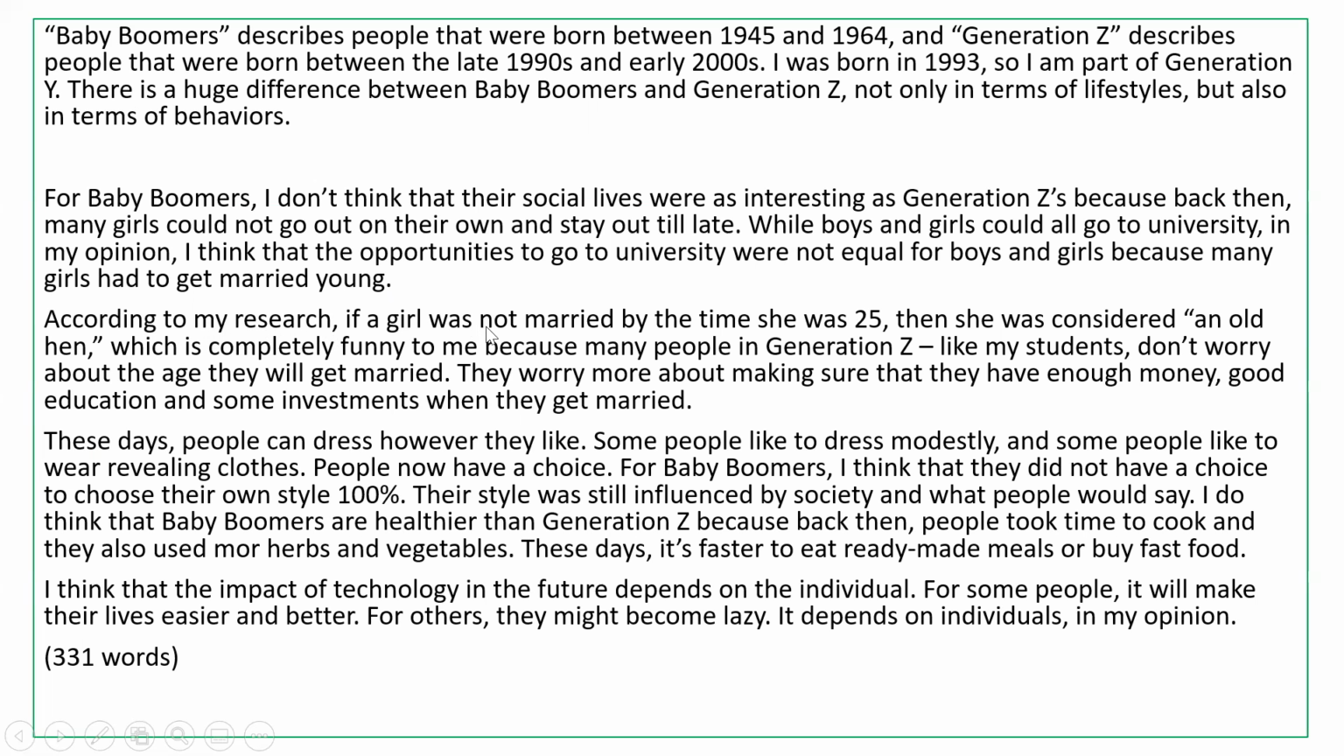According to my research, if a girl was not married by the time she was 25, then she was considered an old hen, which is completely funny to me because many people in Generation Z, you guys, like my students, don't worry about the age they will get married. They worry more about making sure that they have enough money, good education, and some investments when they get married. So I'm comparing that baby boomers were worried about getting married at 25. But you guys, my students, you really, really don't worry about when you get married. You worry more about making sure you have money, good education, and good investments when you get married. So this is the comparison about marriage.